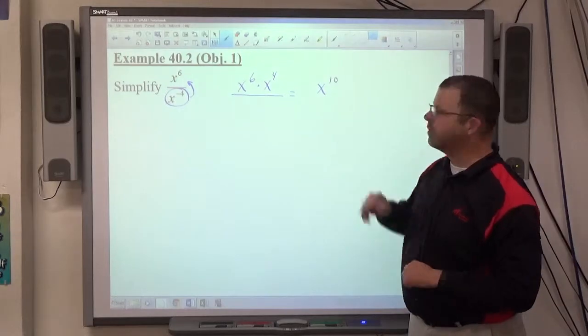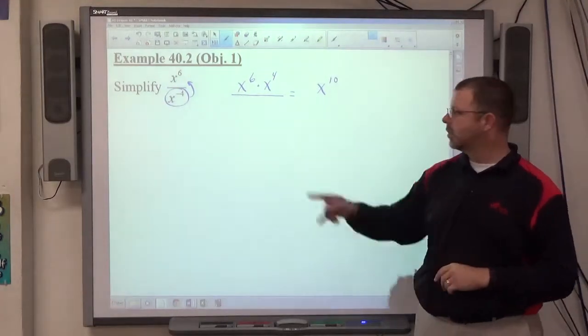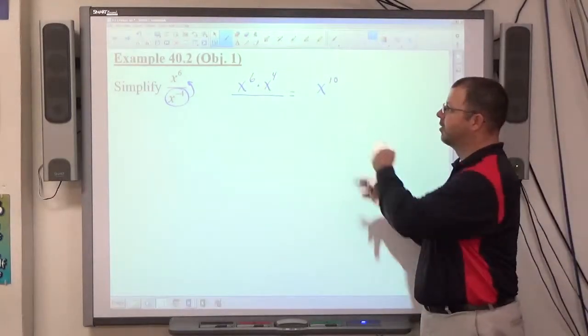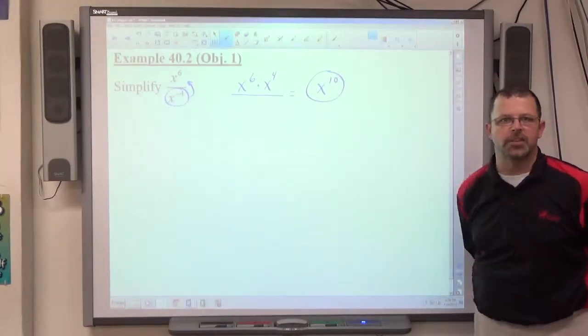6 plus 4 is 10. There's nothing on the bottom, so I don't have to write it. The final step would be if there's a division of letters, which there isn't. So step 3 doesn't matter in this case. That's the answer to the problem.